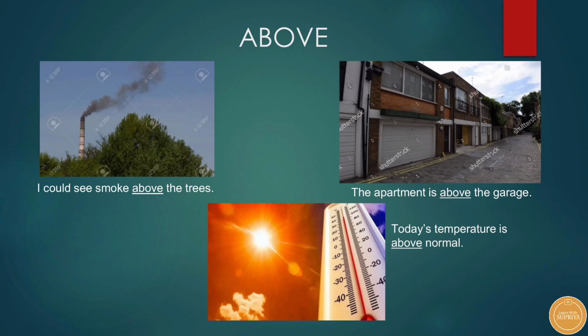Now, above. Above implies one location and no movement. Look at these sentences. I could see smoke above the tree. The apartment is above the garage. Today's temperature is above normal.